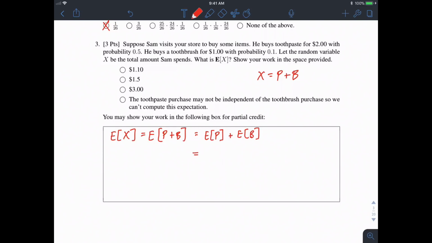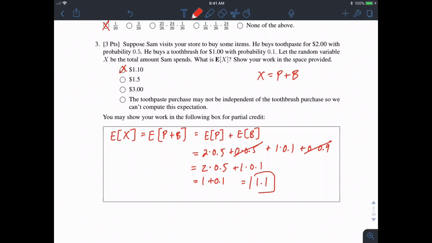Now the expectation of how much he spends on the toothpaste, well, he either spends $2 with probability 0.5 or $0 also with probability 0.5. But the $0 doesn't really contribute to our sum. The expectation of how much he spends on the toothbrush, well, he spends $1 with probability 0.1, and he spends $0 with probability 0.9. But again, the 0 term doesn't contribute to our sum. So now we're left with 2 times 0.5 plus 1 times 0.1, which is 1 plus 0.1, which is precisely 1.1, which tells us the expectation of how much he spends is $1.10.